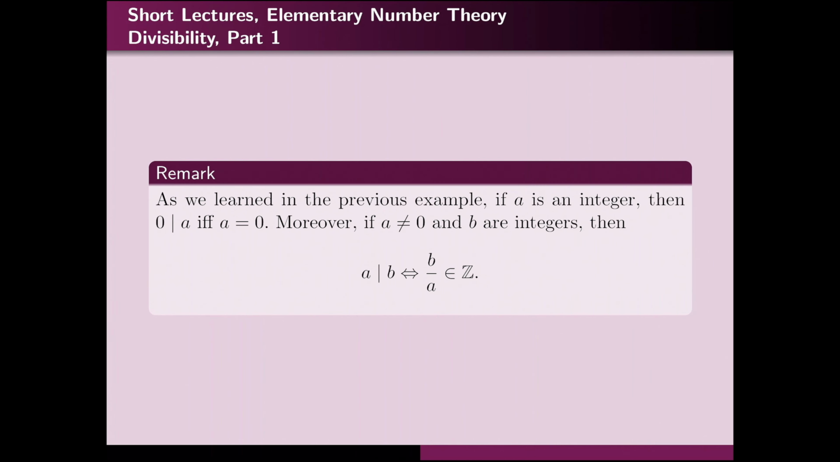So this means that this is false, so its negation is true. Okay, so as a remark, as we learned in the previous example, if a is an integer, then 0 divides a if and only if a is equal to 0. This IFF is very common in math texts. It is not a misprint. Be careful about that. It's not a typo. So it means if and only if.